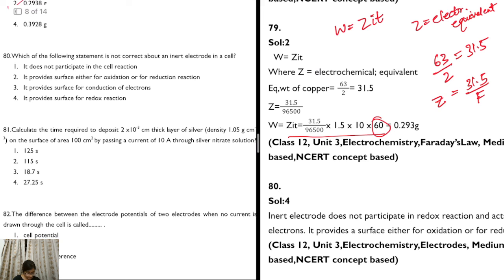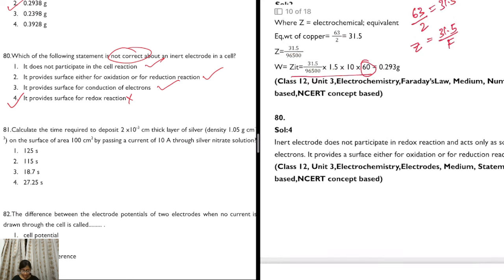Now, in the next question, which of the following statements is not correct about an inert electrode in a cell? Inert electrode does not participate. This is correct. It provides surface for either oxidation or reduction. This is also correct. This is also correct, that it provides surface for conduction of electrons. This is wrong. Therefore, this would be our correct answer.